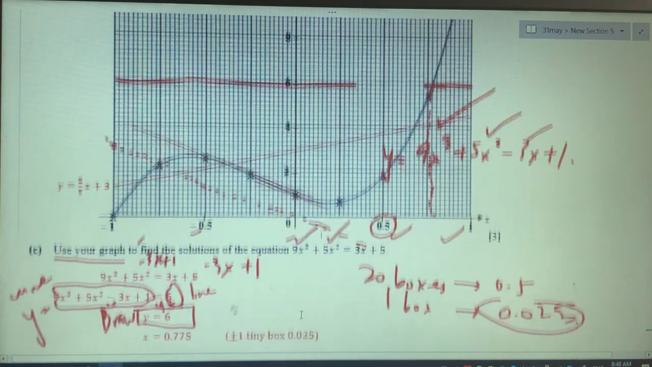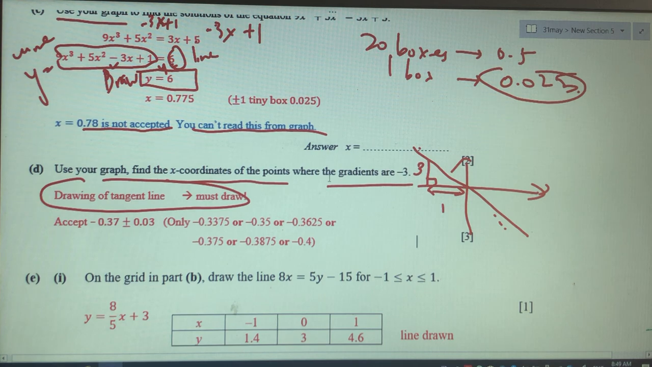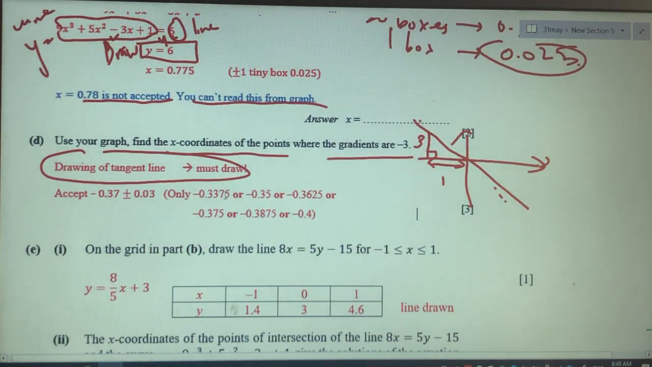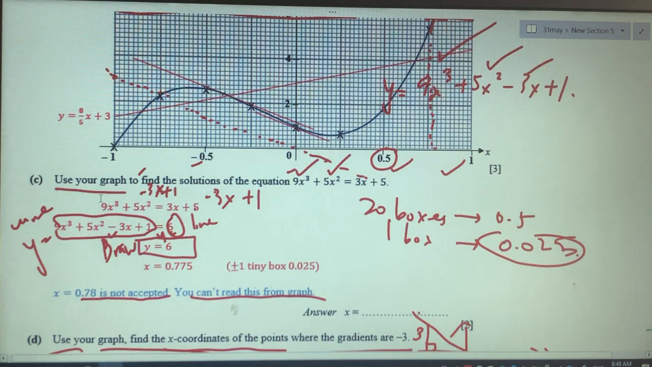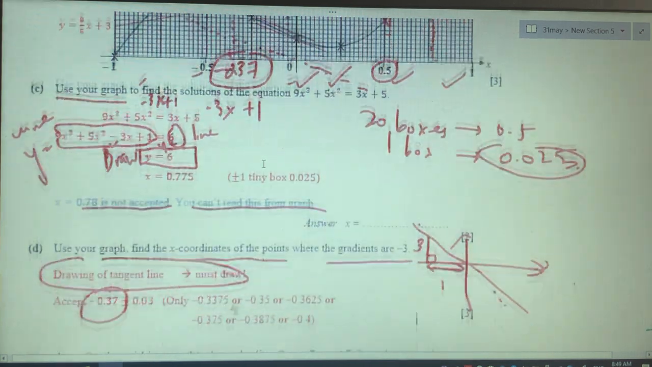Now this line will tell us that this value here, okay, is your gradient 3. Do you follow? So that is your answer. Minus 3 point something, minus 3.7 something. So it's somewhere around here. You go and calculate. Not calculate. You go and just minus 0.37. That's all. Alright, now next one.